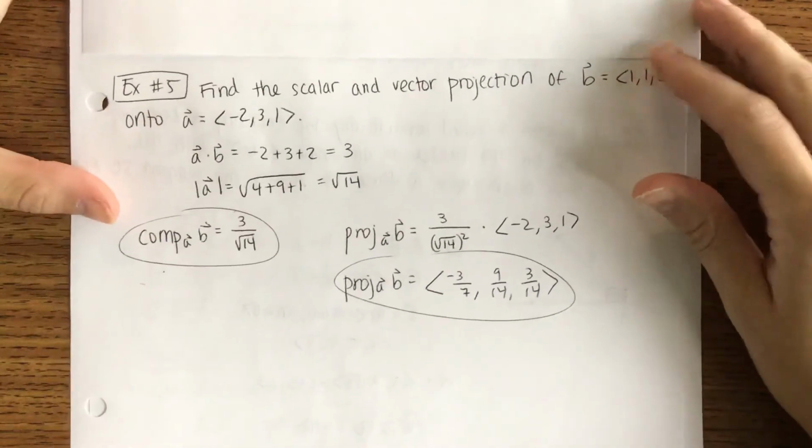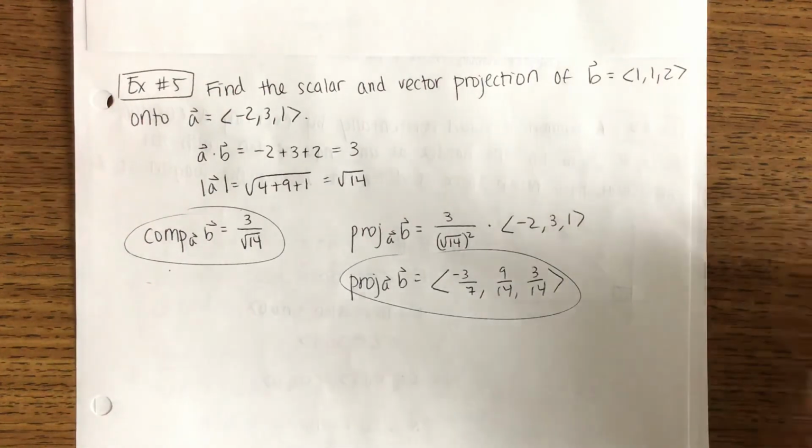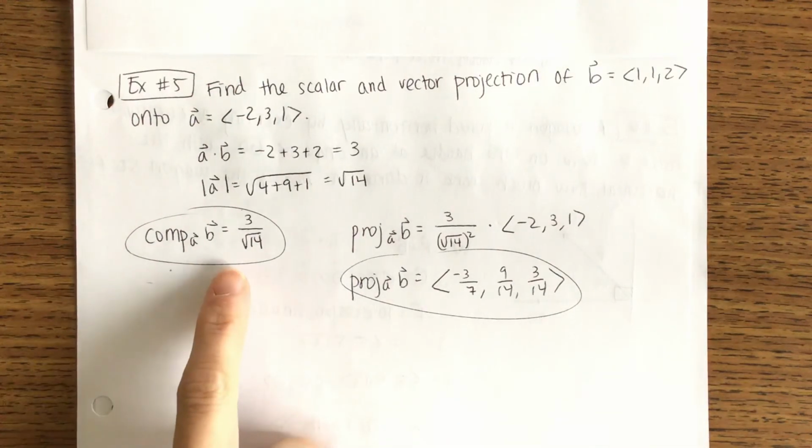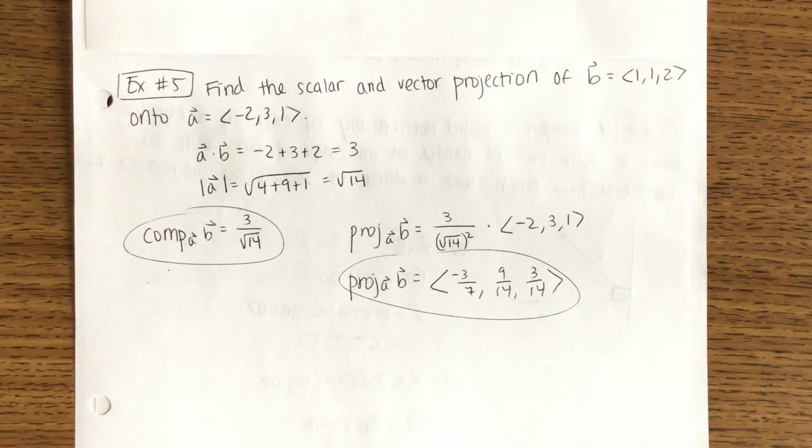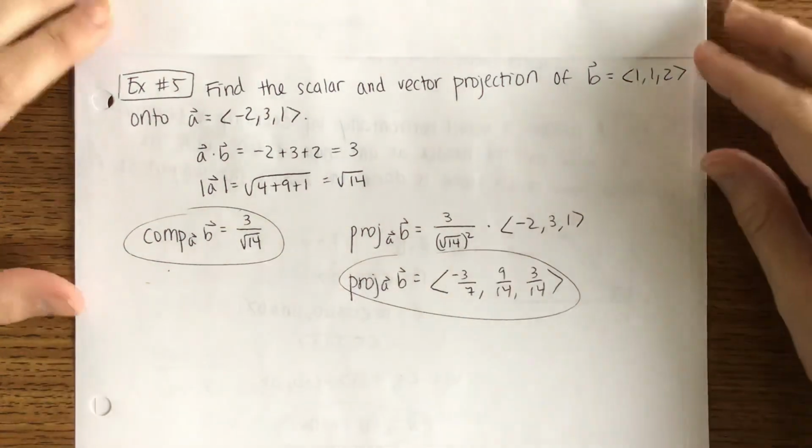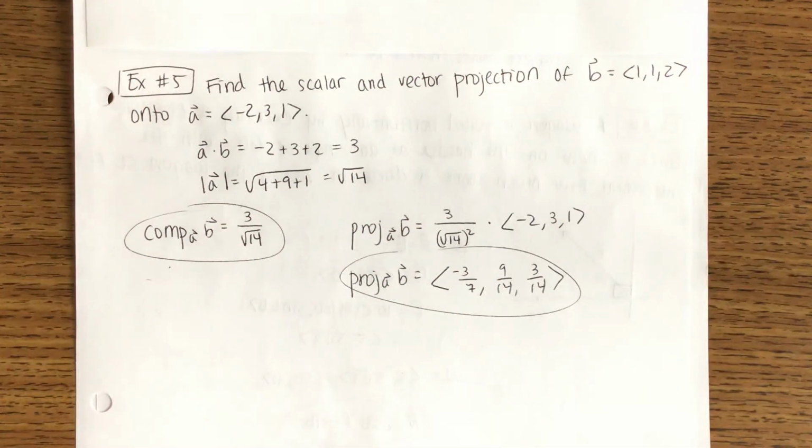Here is what I got. This is your scalar projection, and this is your vector projection. Did you guys get the same thing? Okay. Any questions? How do we feel about the dot product? It's not bad, right?